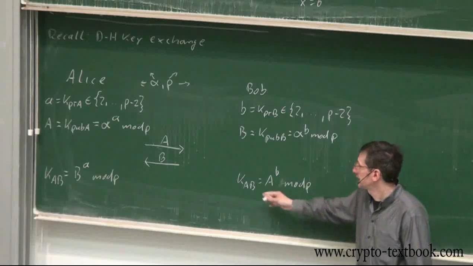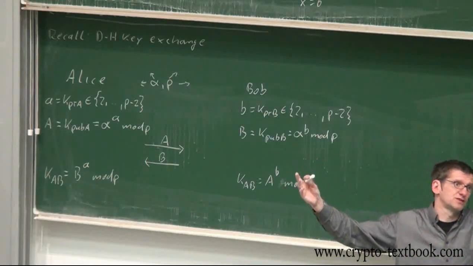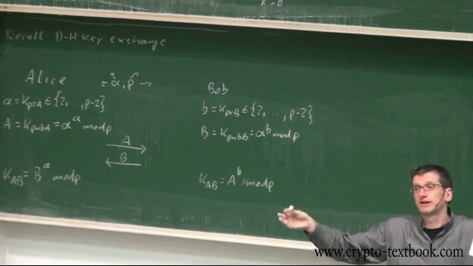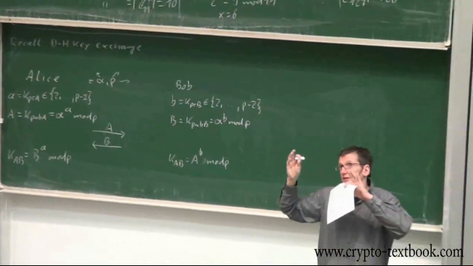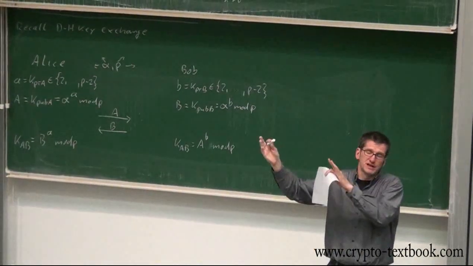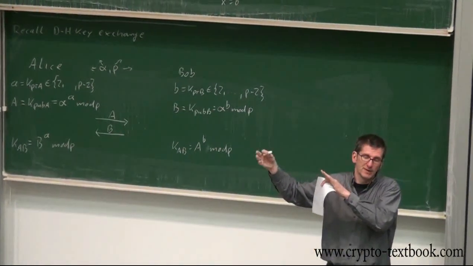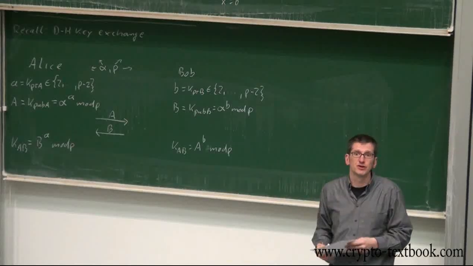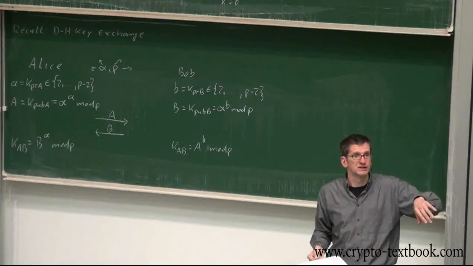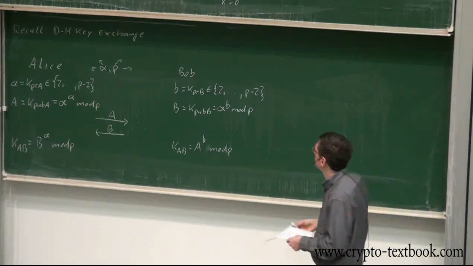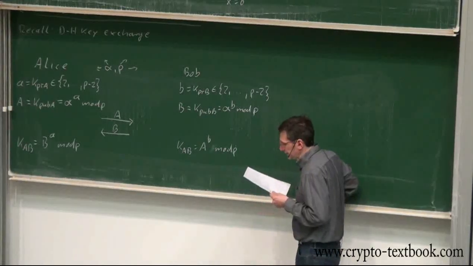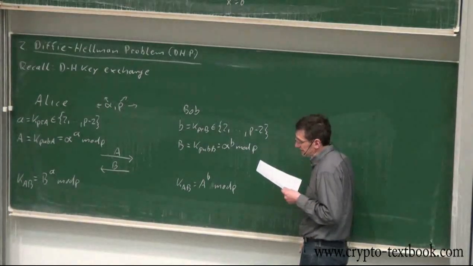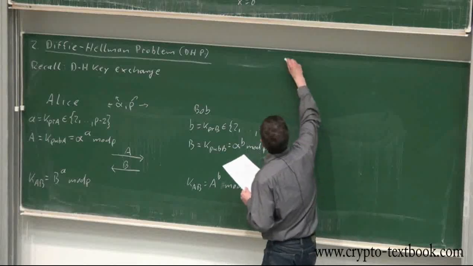Okay? So this K_AB is, in practice, a 1024-bit number, and then what you can do is take, let's say, the first 128 bits, the leading 128 bits, the MSB bits, and you use that as a key for your AES implementation. The other bits you don't need. Okay? That's the basic idea here. And again, we had that last lecture.